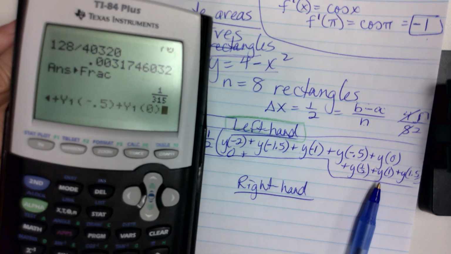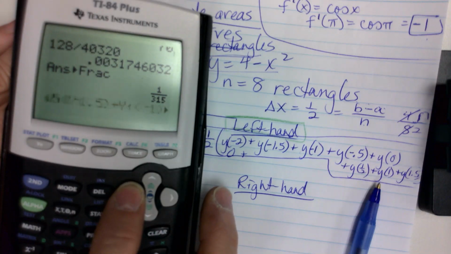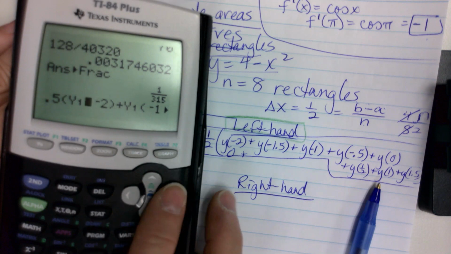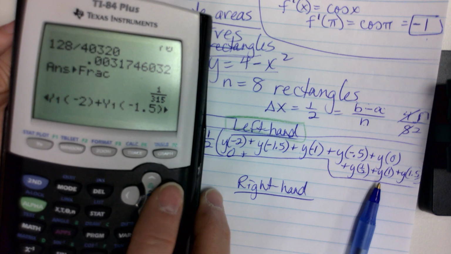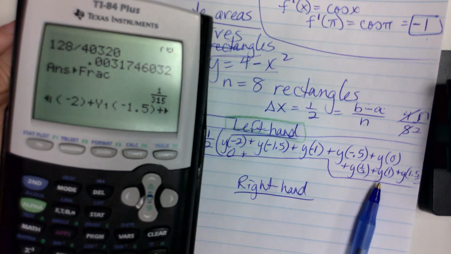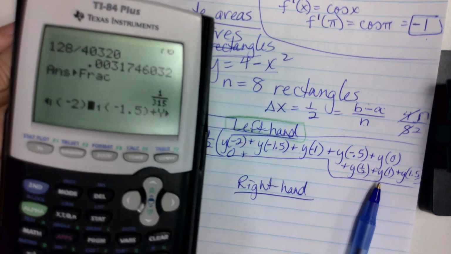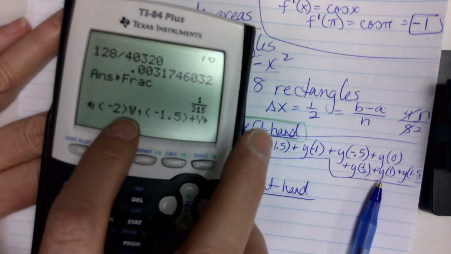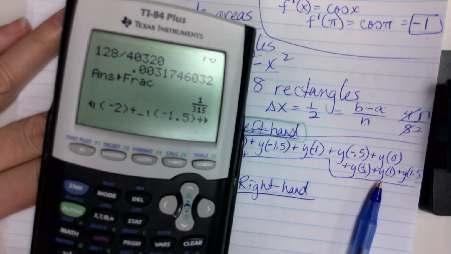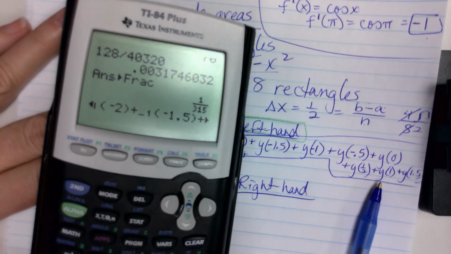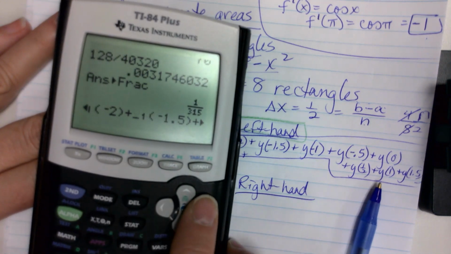Did you put y of negative 2, the first one? Yeah, negative 2. It's always good to question me. If you don't have a plus sign, it's okay. Let's say I miss this plus sign. Go right here, highlight right there. Second delete is insert a plus sign. It's okay. If you forgot a right-hand parenthesis, just arrow to it.